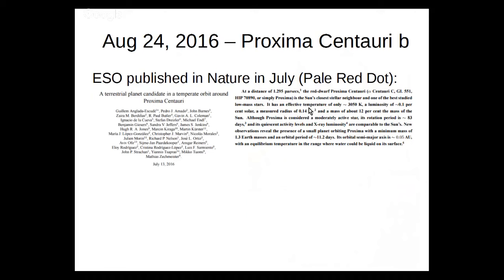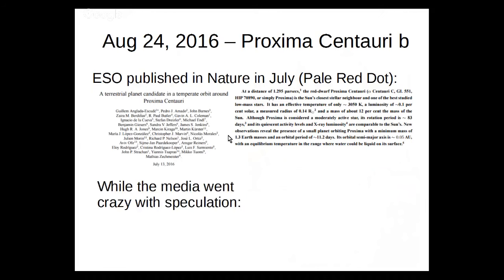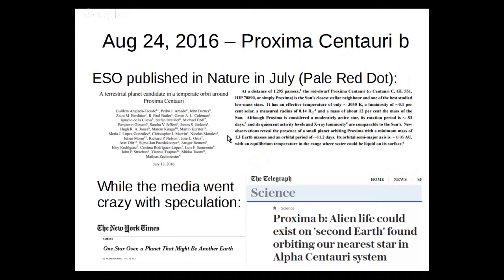So by the time that this was announced to the public on August 24th, 2016, the media went crazy. The New York Times: one star over, a planet that might be another Earth. The Telegraph: Proxima b, alien life could exist on second Earth, found orbiting our nearest star in the Alpha Centauri system. So a lot of speculation made in the media. These are just two. I tried to take two of some of the biggest newspapers in the world that talked about this. Proxima Centauri being the closest star to our own. A lot of people think it's Alpha Centauri. Alpha Centauri and Beta Centauri are also very close, but Proxima Centauri is just a little bit closer.